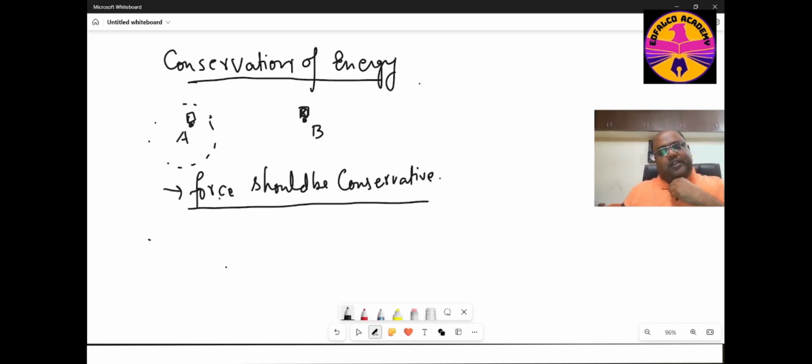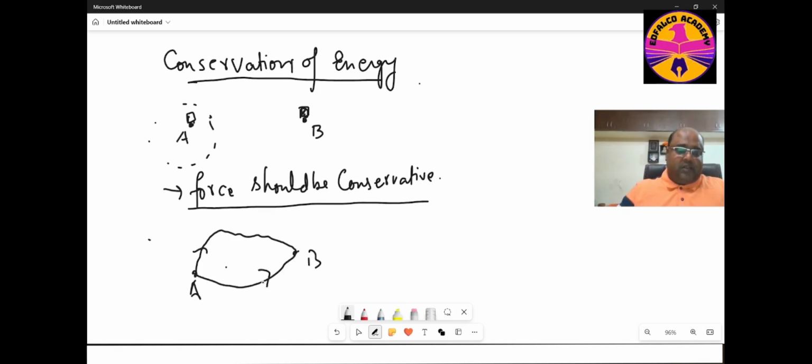But yes, we will try to understand which force we can call a conservative force. A conservative force is that force where, let's say, a body is at point A and it has to go to point B. It can go in any path from A to B. Let's say it's going in this path. Another way, let's say it's going in this path.